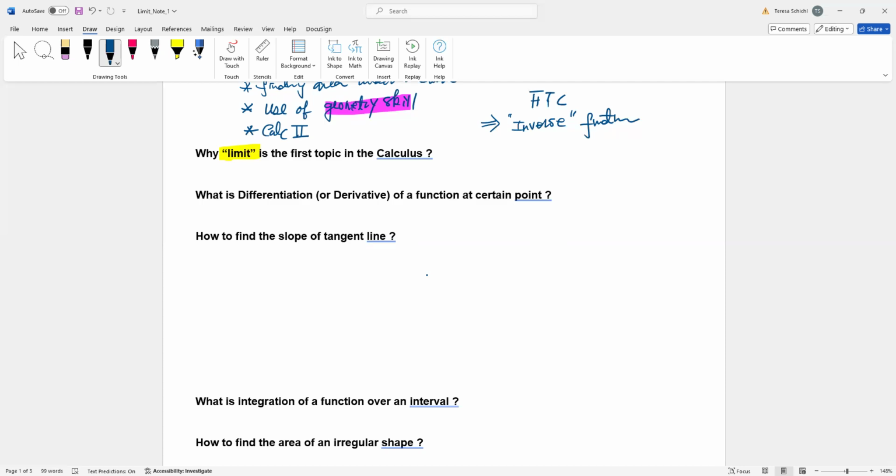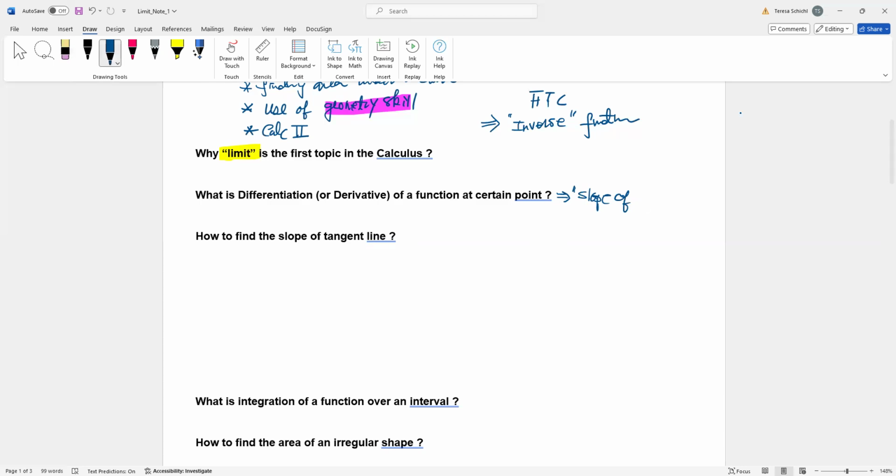What is the differentiation of a function at a certain point? This is what we call a derivative. What does a derivative mean? It is the differentiation of a function at a certain point. So what that really means is the slope of the tangent line.